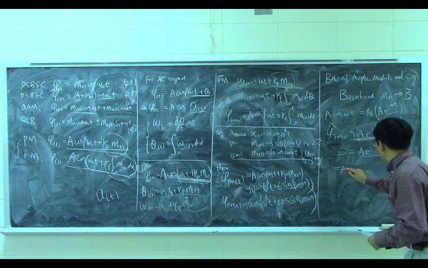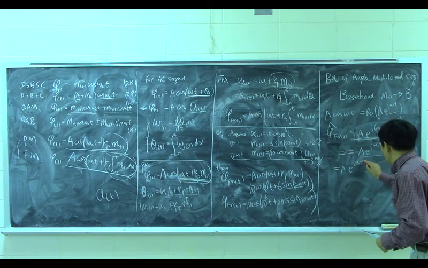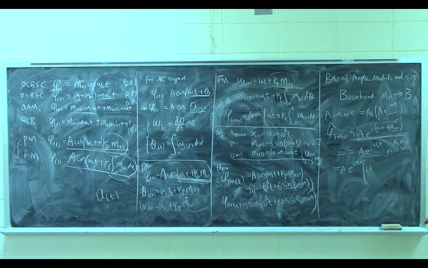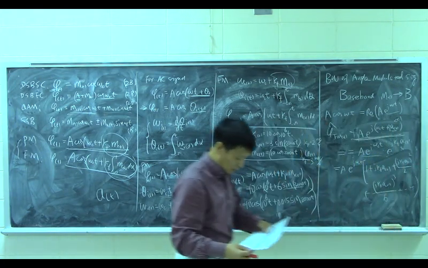So I keep this e to the j omega c t here, then this part will be 1 plus j Kf a(t), that is 1 plus x, right? Then plus x squared, which is j Kf a(t) squared over 2 factorial. 2 factorial equals 2, right? Then plus another term, j Kf a(t) cubed, over 3 factorial, which equals 6. And we have a lot of terms adding up together, right? Those are the approximations.